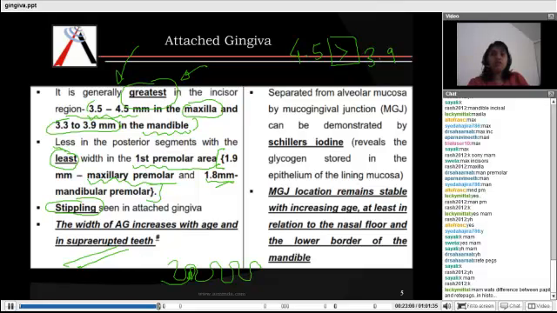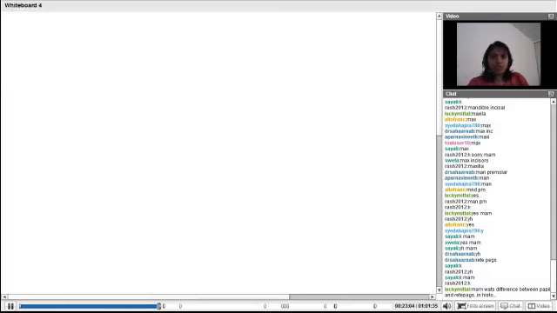Okay, let me just go to the whiteboard. Yeah. So this is our epithelium.